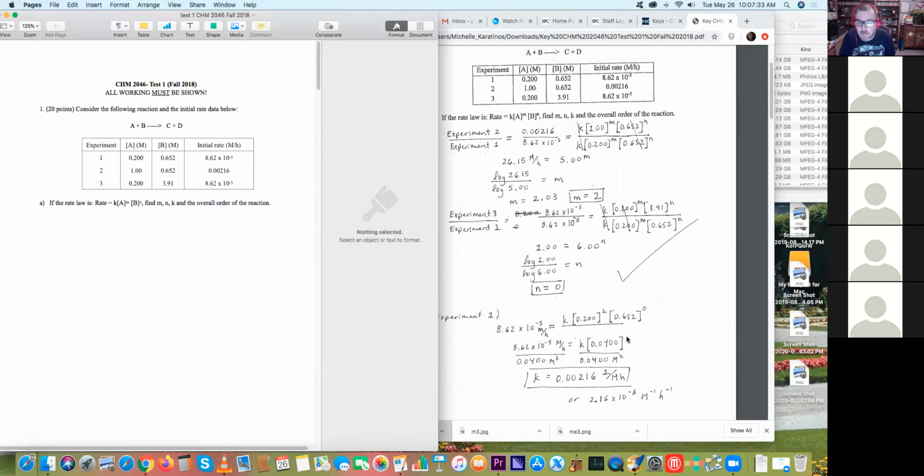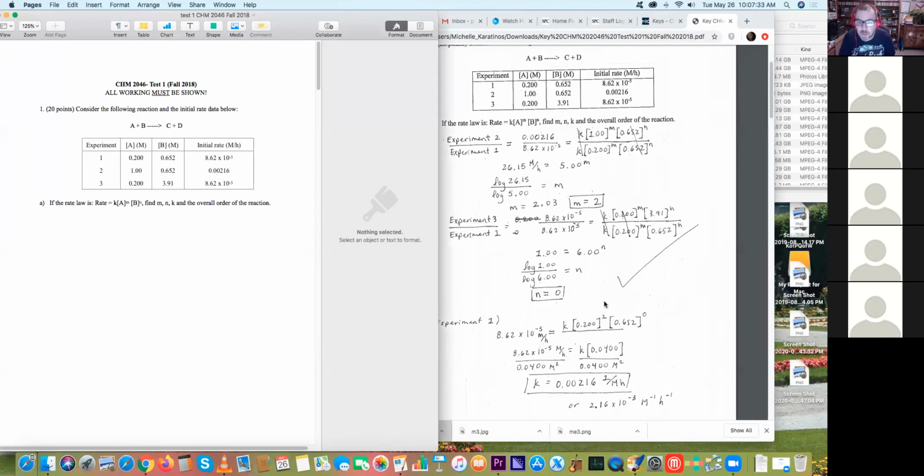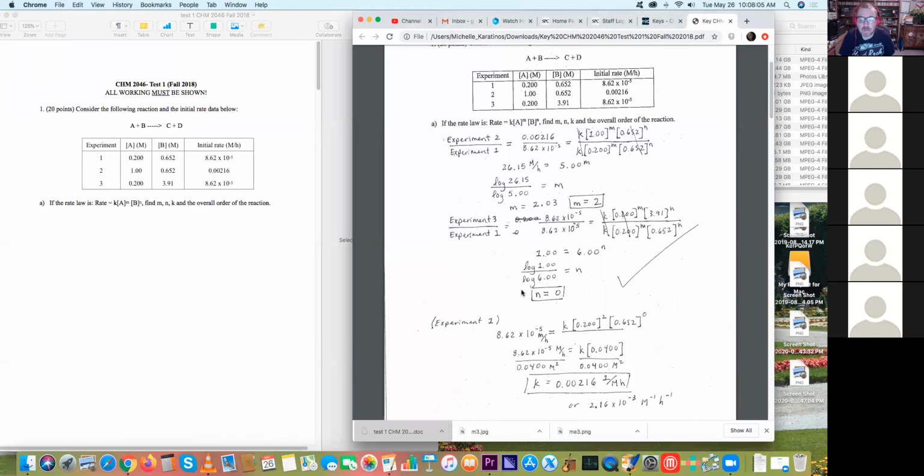So you can see that if we're doing the n value, we need to find two A values that are the same. That's why we would use experiments 3 and 1 here. And you can see that it doesn't matter if we do experiment 1 over experiment 3 or experiment 3 over experiment 1. These are the same values. So when they end up being divided, they come out to 1, and anything to the power of 0 is 1. So n is going to be 0 for this one here. Any questions about that, about m and n here?